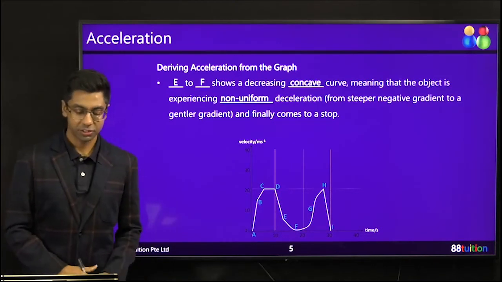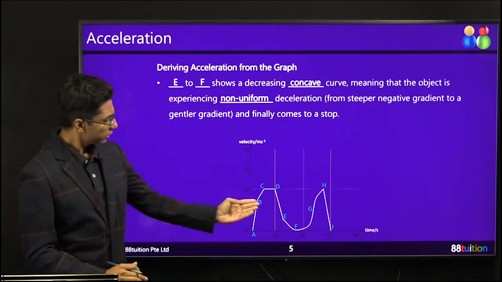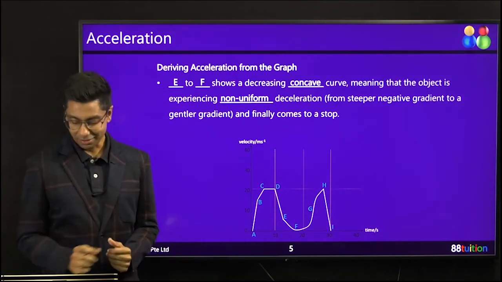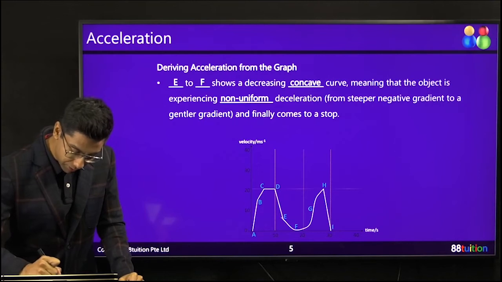Next part, finish E, now E to F. E to F shows a gentle curvature. It's curved now, not straight anymore. I can't find any straight lines. It's curving, so I have to find maybe the slope.